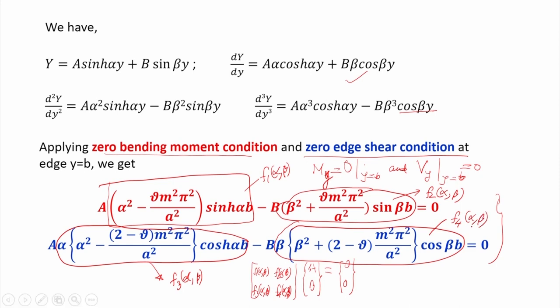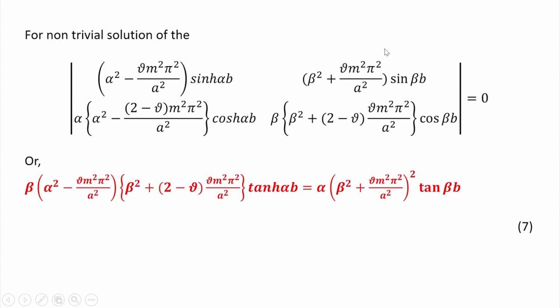So we are getting a transcendental equation after expanding the determinant. For a non-trivial solution, if I expand this determinant of the functions f1, f2, f3, f4 of alpha, beta equal to 0, then we get a transcendental equation. That transcendental equation again has to be solved numerically. There is no other way that you can find the exact solution. But the transcendental equation that is formed is the closed form solution of the equation of motion. To get the roots, you again have to use a numerical technique.